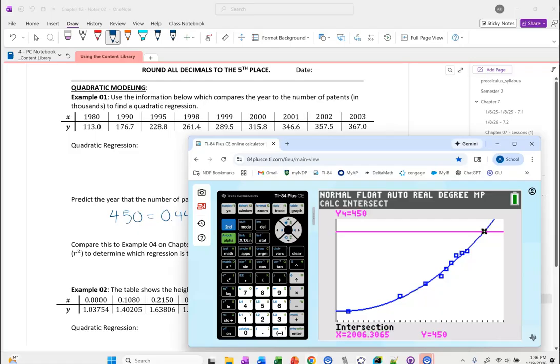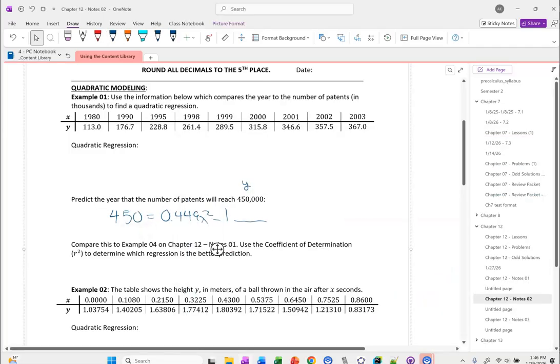2006. So during the year 2006 would be when that happens. So early 2006. I would just say during.